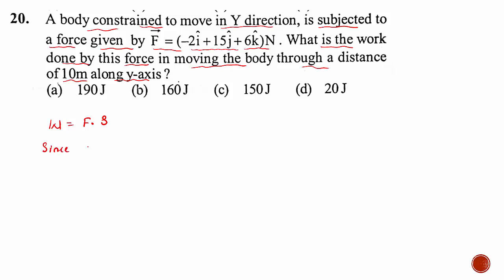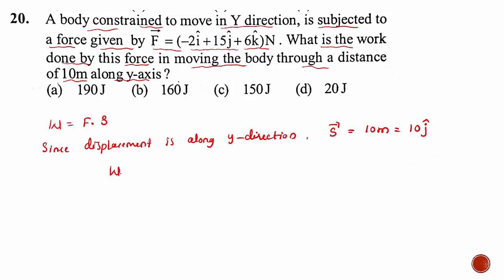Since displacement is along y direction, we can write displacement vector S equal to 10 meter, which means we can write 10 j cap. Why are we writing j cap here? Because the unit vector j represents y direction.